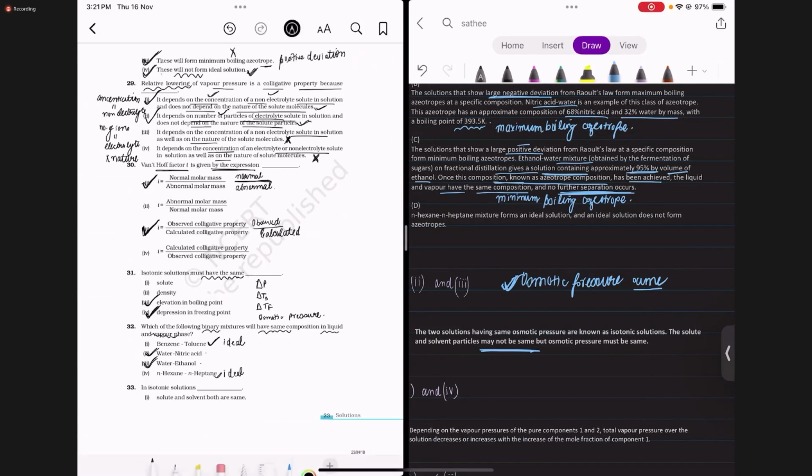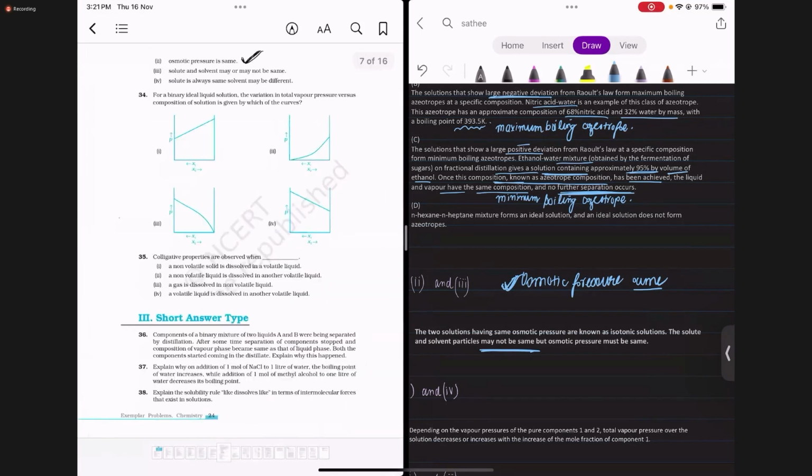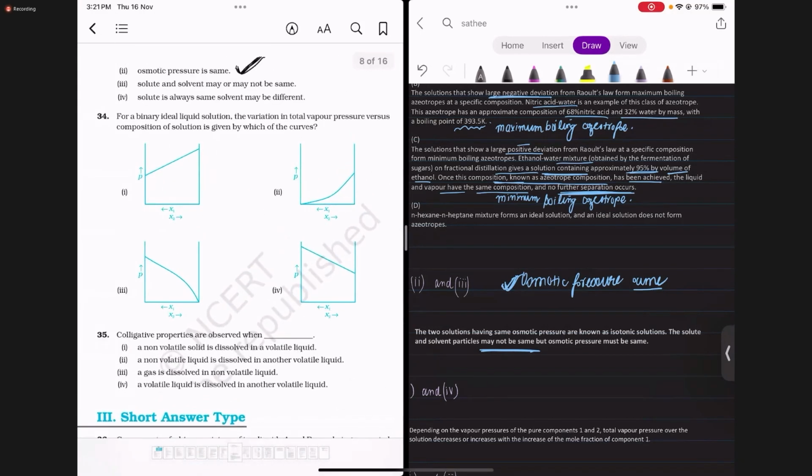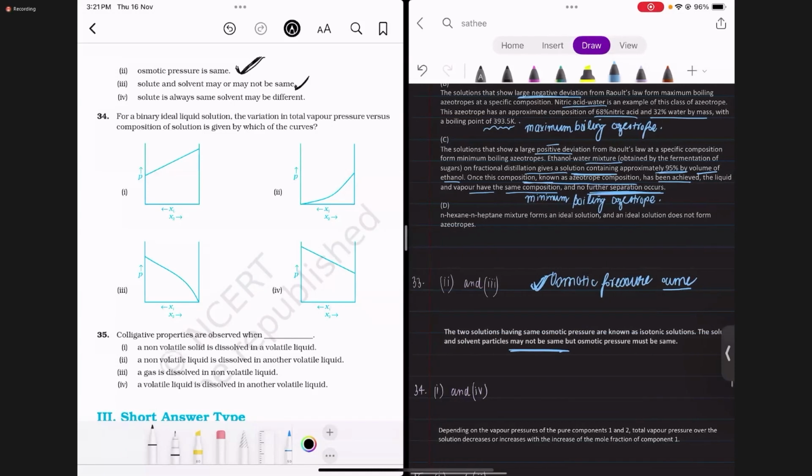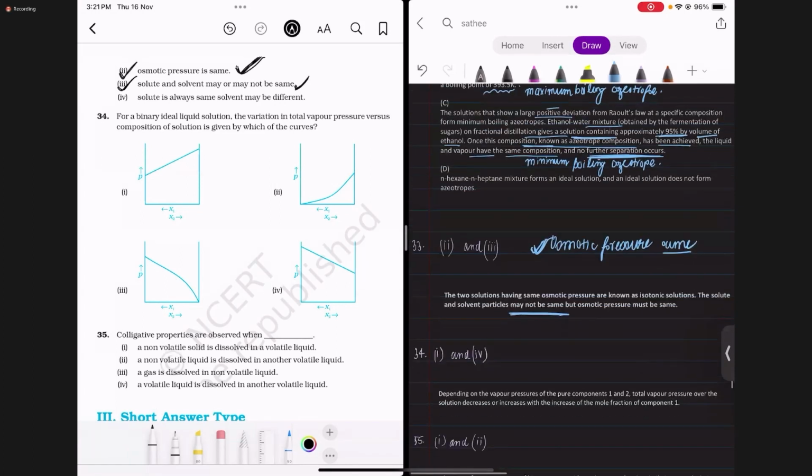सो सॉल्यूट एंड सॉल्वेंट बोथ आर सेम, नॉट नेसेसरी. सॉल्यूट एंड सॉल्वेंट मे और मे नॉट बी सेम. इट इज अ करेक्ट ऑप्शन बिकॉज हो सकता है सॉल्यूट एंड सॉल्वेंट सेम हो, पर हो सकता है दे आर नॉट द सेम, बट इफ दे हैव द सेम ऑस्मोटिक प्रेशर then they will be called isotonic solutions. So osmotic pressure is the same and solute and solvent may not be same are the correct answers. So ये हो गया हमारा question number 33.